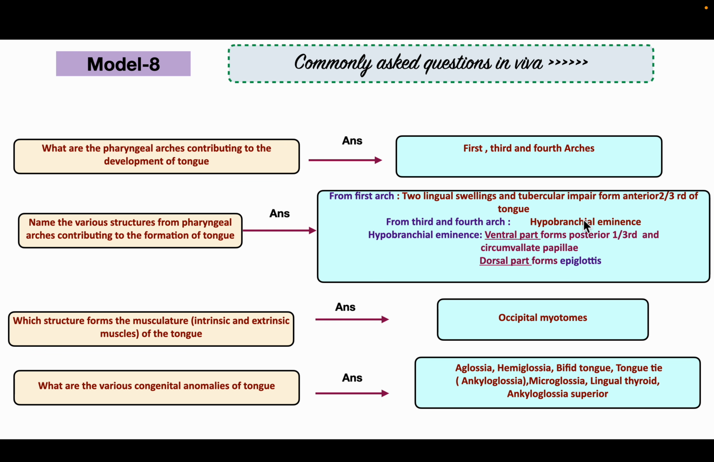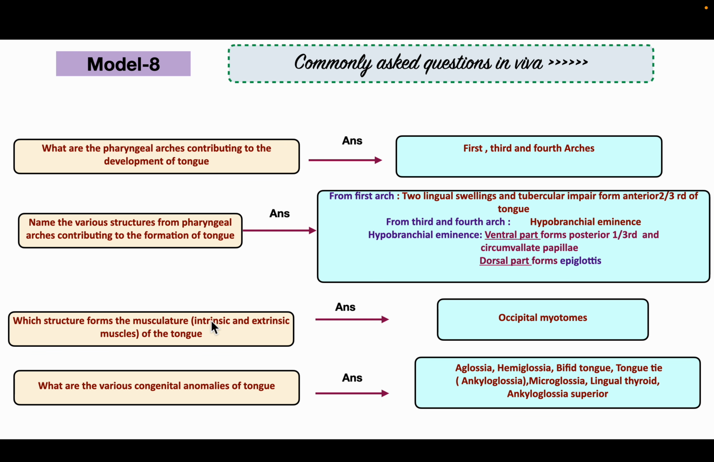From third and fourth arch, hypobranchial eminence is there. This hypobranchial eminence is forming the posterior 1/3 of the tongue and circumvallate papillae, and its dorsal part is forming the epiglottis. So these are the structures.